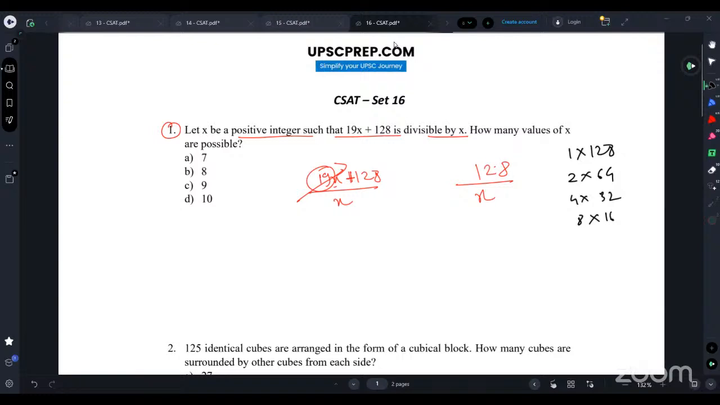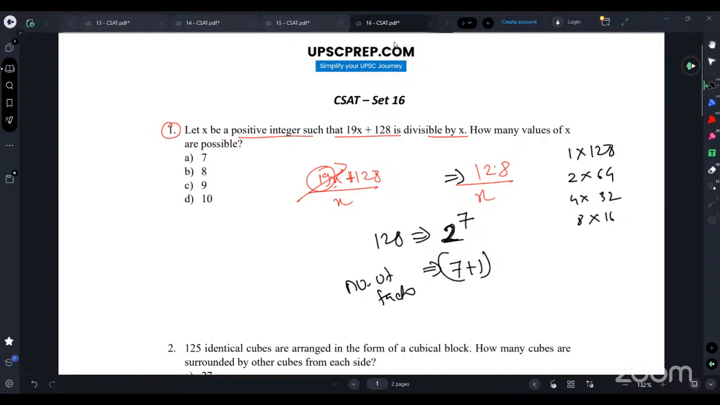But one way of calculating the number of factors easily is to calculate the prime form of the number. So 128 can be written as 2 raised to 7. 2 is a prime number, and you will not have further prime factorization. So 2 raised to 7 is the ultimate. Whatever the power you have, you add 1 to that power, and that will be the number of factors for that number.